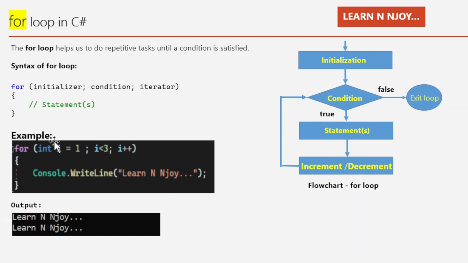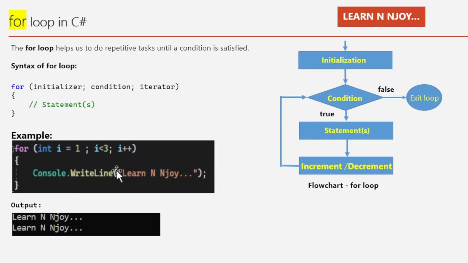Okay, let's try to see the example shown over here. Here what I have done, I have written this statement: for (int i = 1; i < 3; i++), and then opening and closing curly braces, and in between I have written this statement: Console.WriteLine("Learn and enjoy"). So what this for statement does is, first it initializes i = 1 as part of the initializer. So right now the value of i is 1. Then it reaches the condition section. It verifies, okay, 1 is less than 3. Yeah, it's true, right? So it enters into the loop and prints this statement in the console window. That's what I have written, Console.WriteLine("Learn and enjoy").